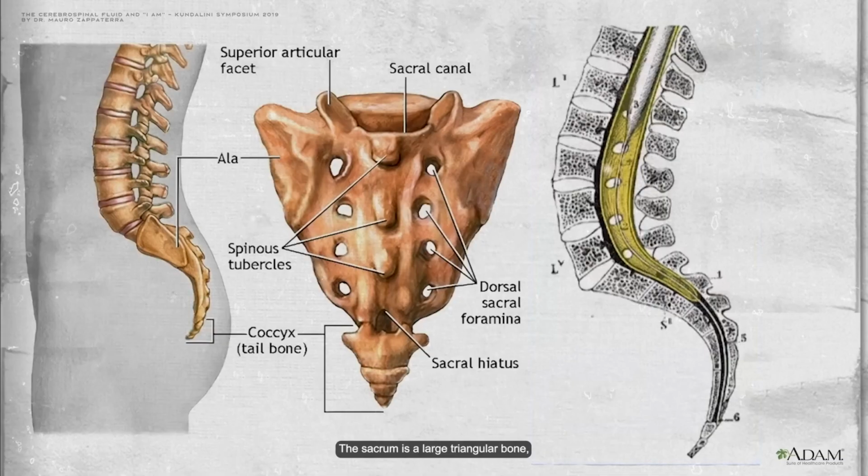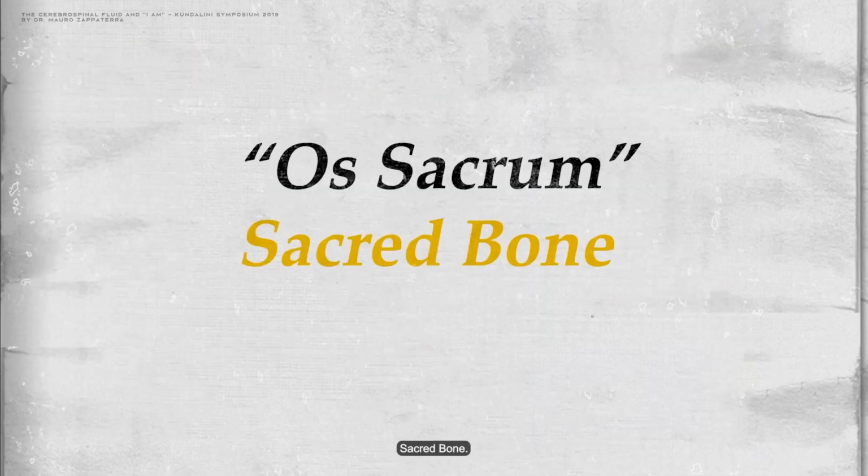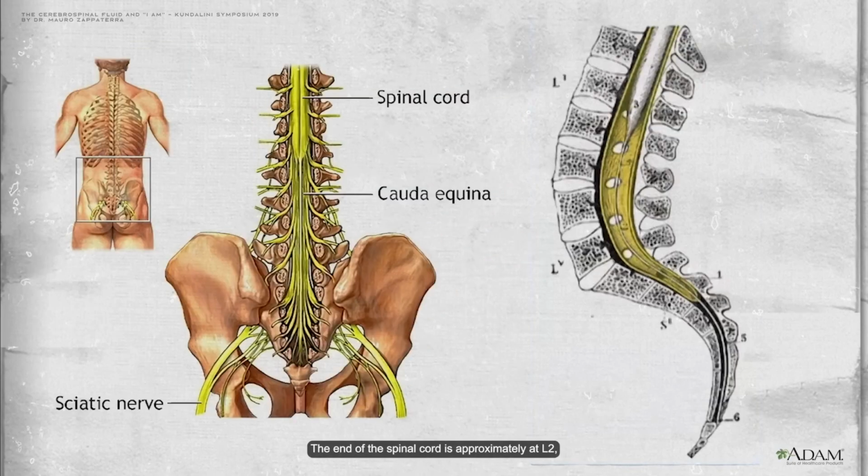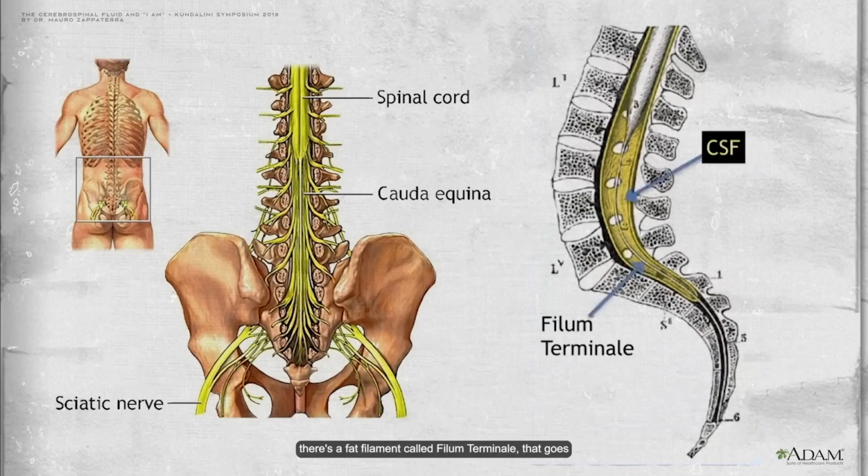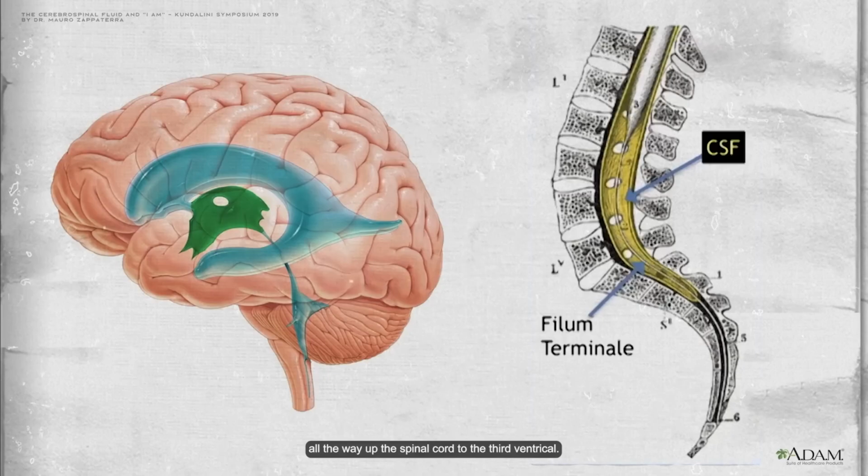The sacrum is a large triangular bone at the base of the spine. The origin of the word comes from the Latin os sacrum, which means sacred bone. The end of the spinal cord is approximately at L2, and the CSF goes all the way down to about sacral level 2 or 3. Interestingly, there's a filament called the filum terminale that goes all the way down from the bottom of the spinal cord to the coccyx. Remember, within the spinal cord, there's a canal filled with fluid that goes all the way up the spinal cord to the third ventricle.